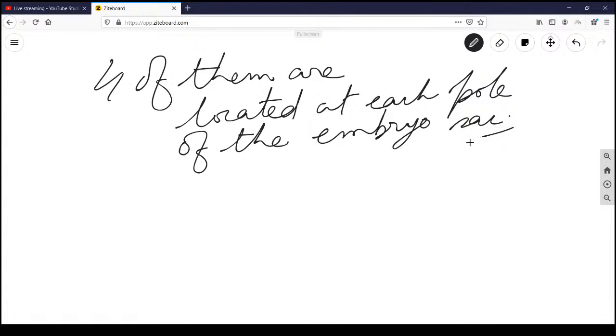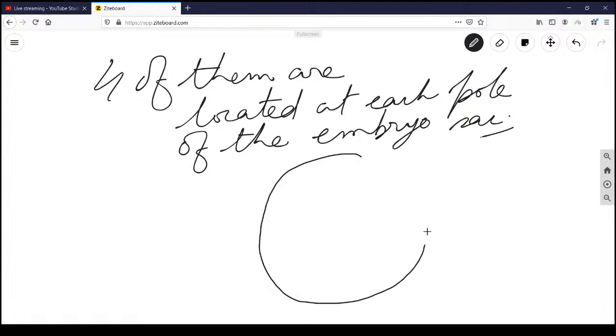Okay. When they are located in each pole of the embryo sac, now there will be a drastic event. The drastic event is that 1 nucleus from each pole will migrate to the center to form 2 polar nuclei. Very, very important. Means 1 from each.